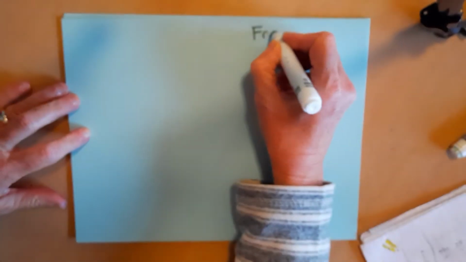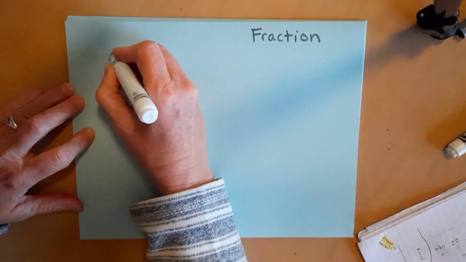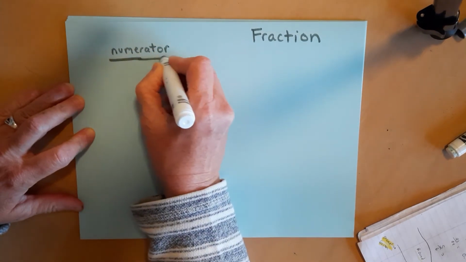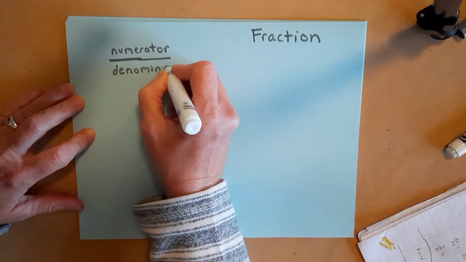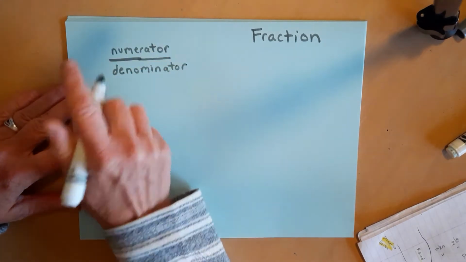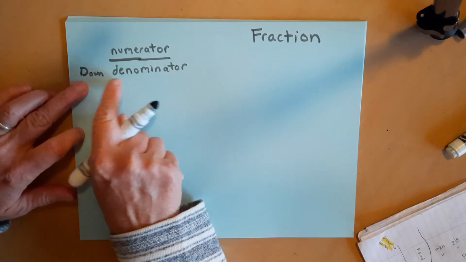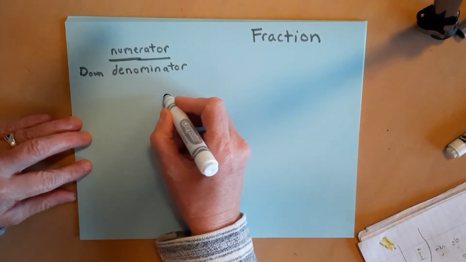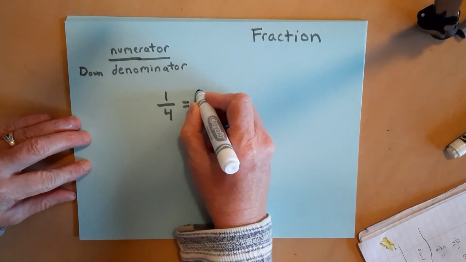I also wanted to make sure that I reviewed fractions with you all, like we did in class. A fraction has two parts. It has a numerator, which is the number on the top, and it has a denominator, which is the number on the bottom. And I like to remember that denominator is on the bottom because D is like down. It's down denominator. So if we have the fraction 1/4, we talked about how that is the same as 2/8.